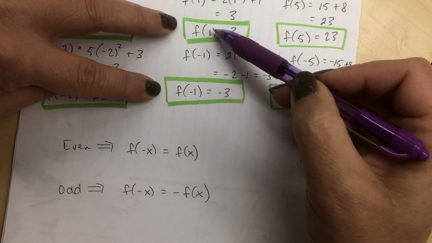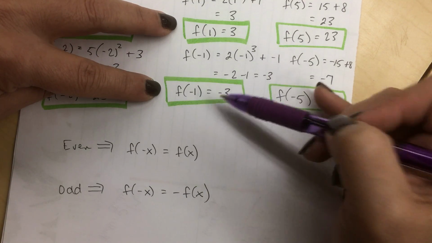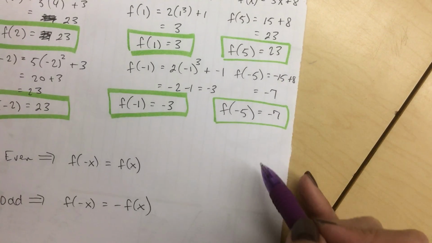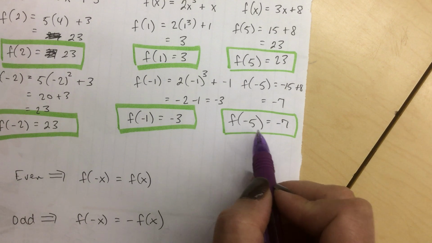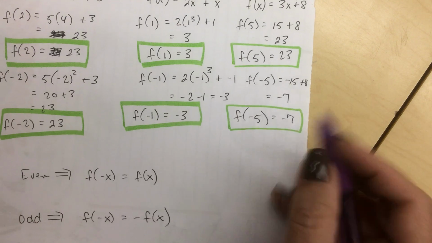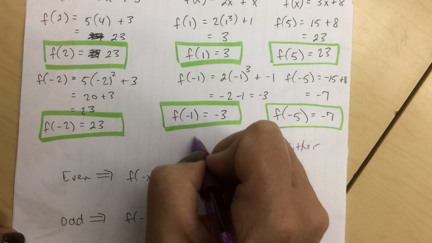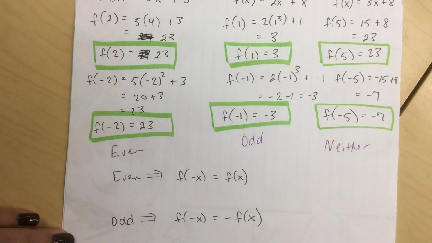But the point is, when I change the sign of my x, I get the opposite answer. So that's an odd function. Now, most functions are not even or odd. Most functions, something like this happens. I plug in 5, I get 23. I plug in negative 5, I don't get 23, and I don't get negative 23. I get something totally different. So this is neither even nor odd. This one is odd, and this one is even.